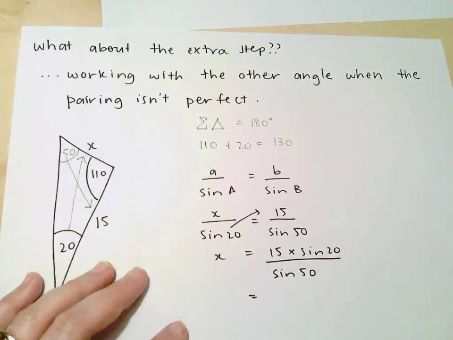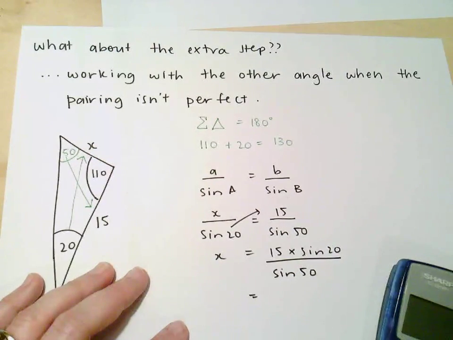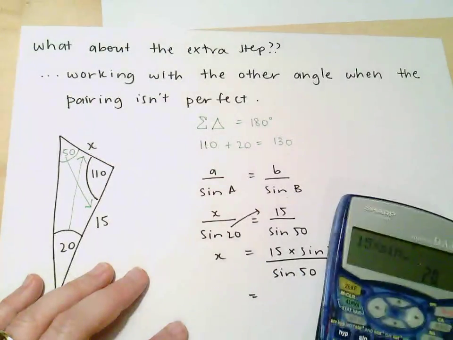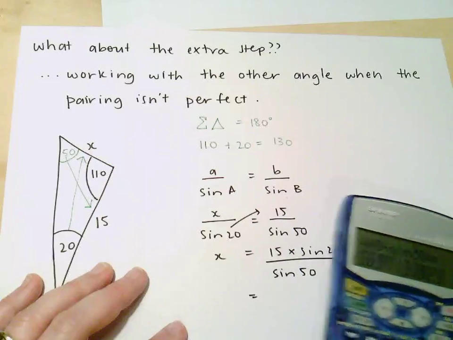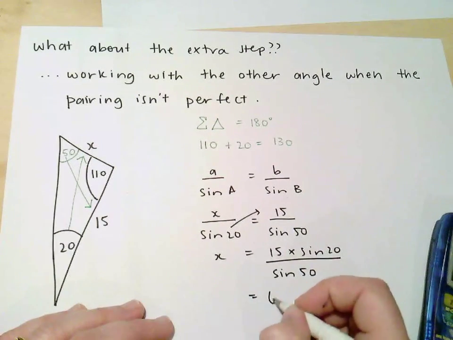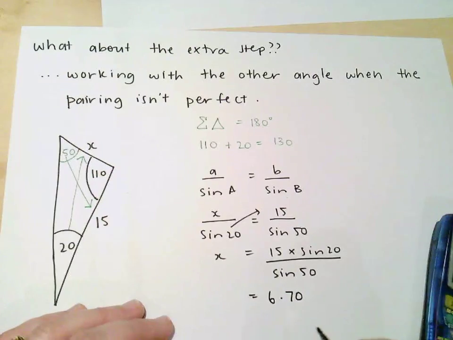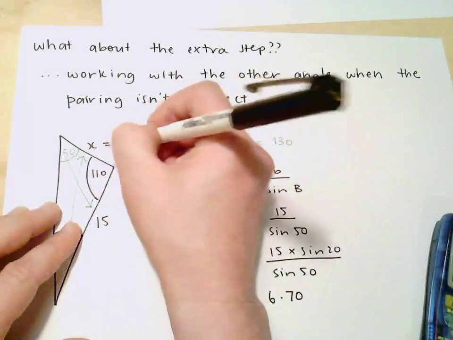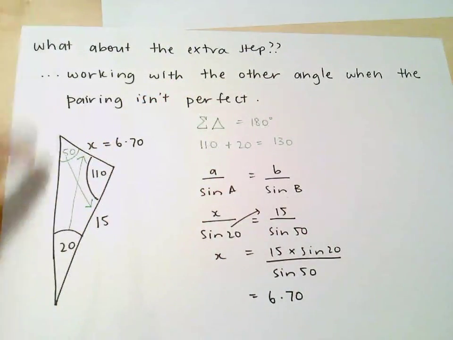Plug it in on my calculator. 15 times sine 20 divided by sine 50 gives me 6.69, which I'm going to round up to 6.70, okay, as my length there. So that's one instance where I need to use that third angle before I can proceed.